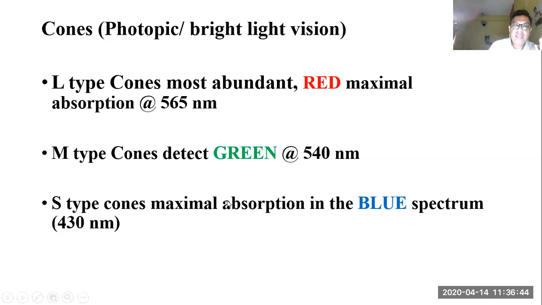Now, S-type cones are not found in the fovea. They are found a little away from the fovea in the peripheral retina, and they are very less in number.